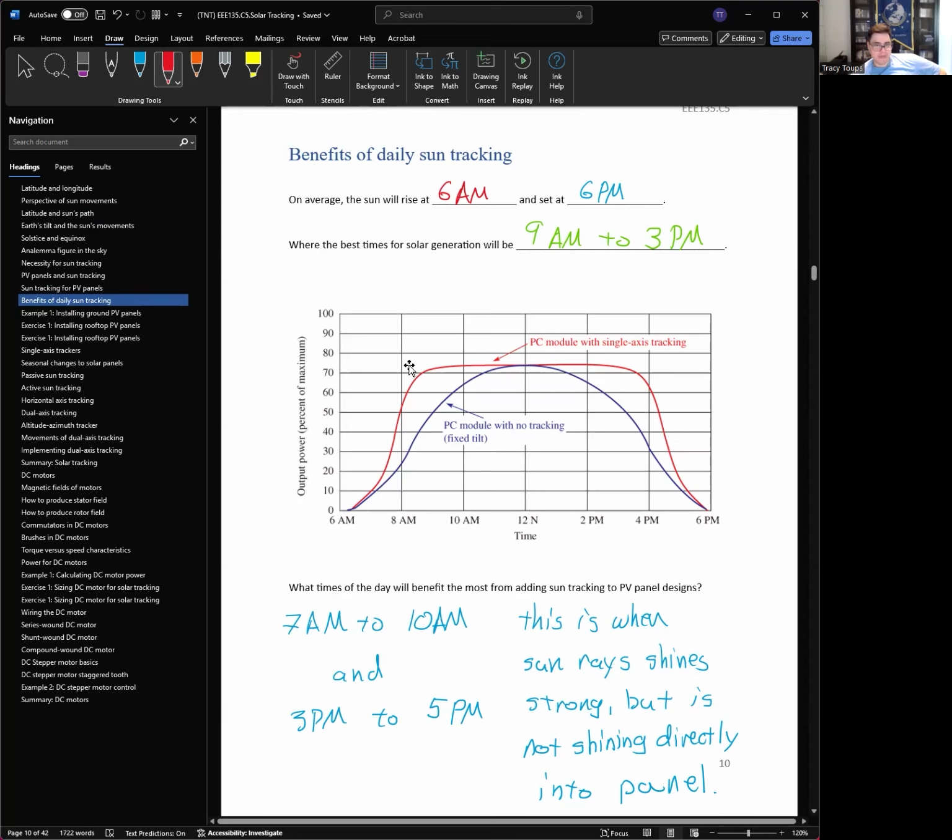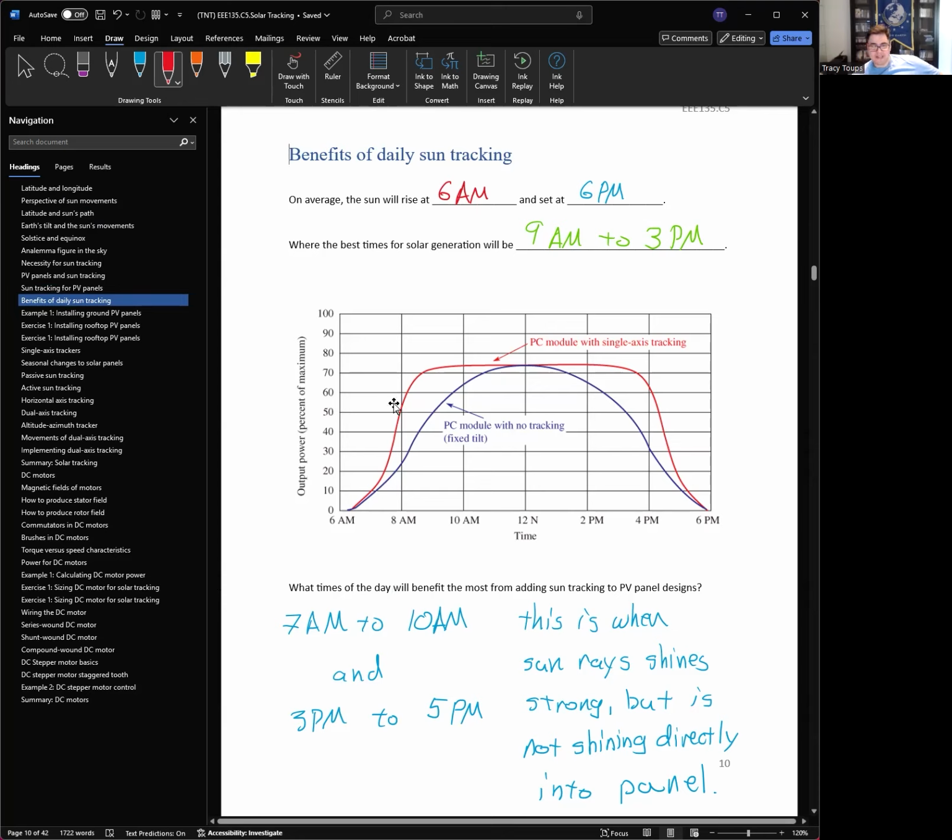Okay. But if you can do the daily solar tracking, meaning you're turning your panel from east to west on a daily basis, you could get a lot of extra power in that extra morning, right? So when's the best time for solar generation? It's going to be between 9 a.m. and 3 p.m. That's when the sun is clearest. We're going to really start doing some power generation, okay?